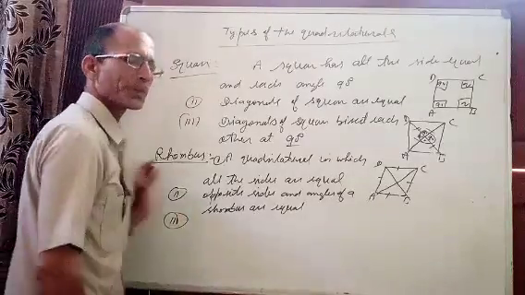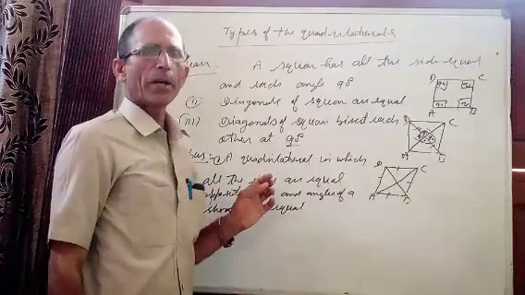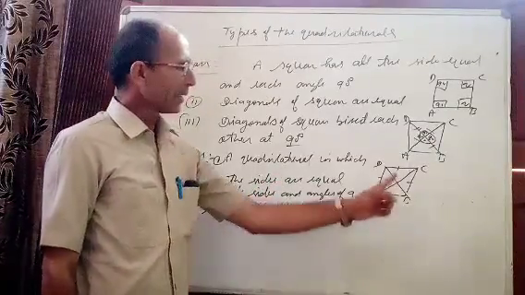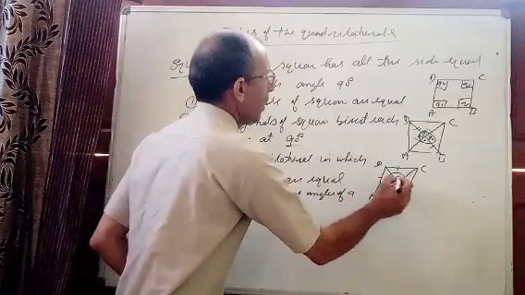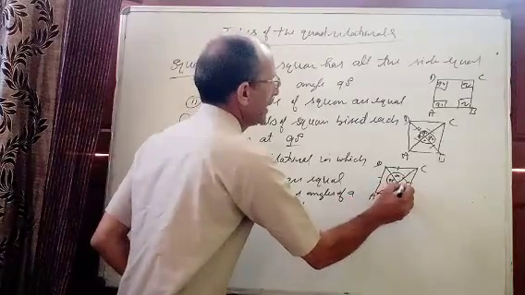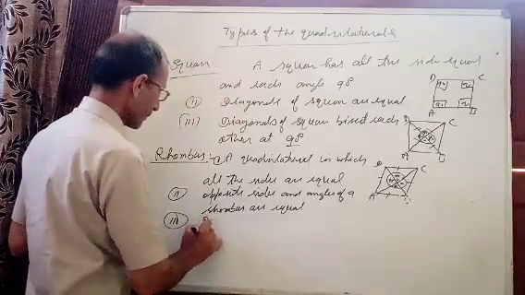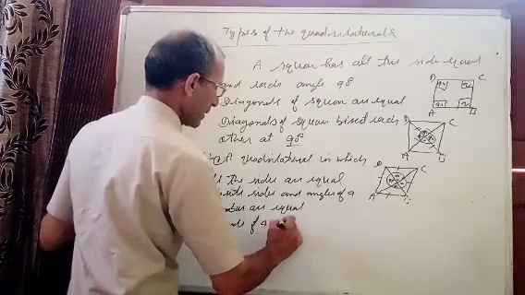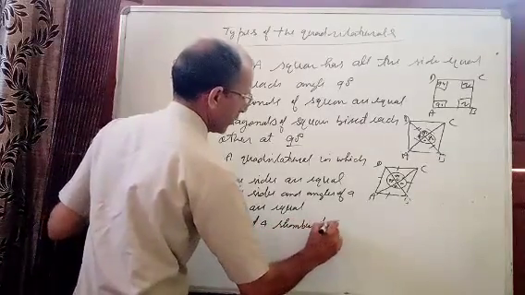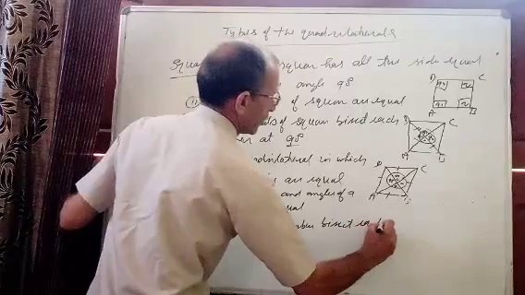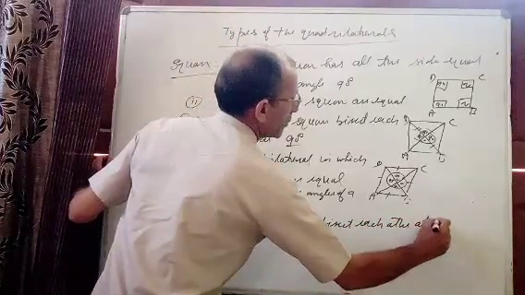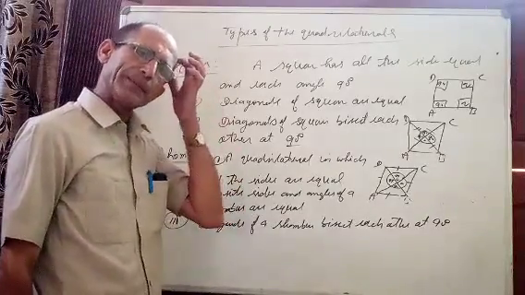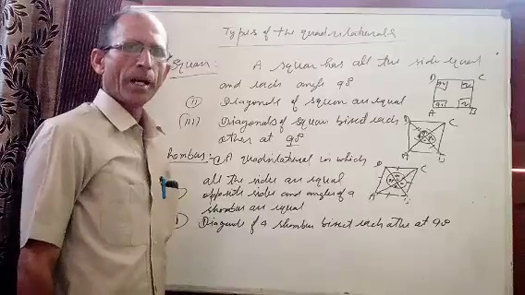Third, diagonals of a rhombus bisect each other. In a square also, diagonals bisect each other at 90 degrees. In a rhombus also, diagonals of a rhombus will bisect each other at 90 degrees. So these are the properties of a rhombus.